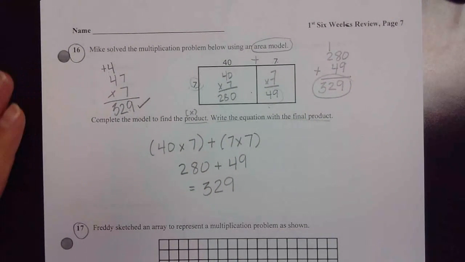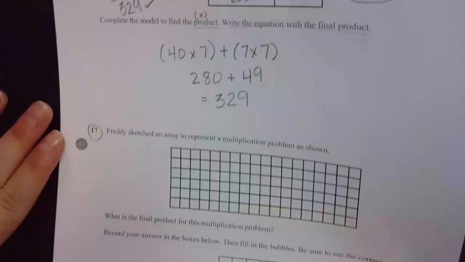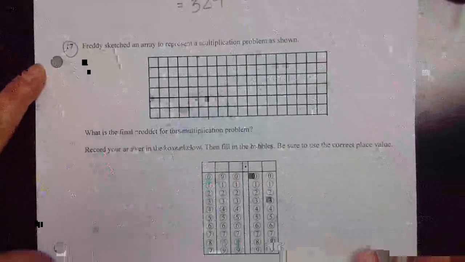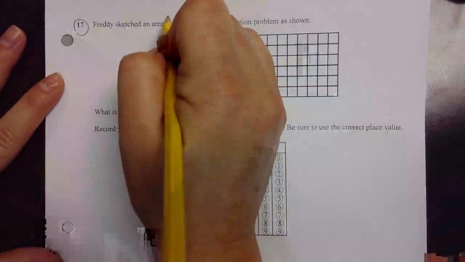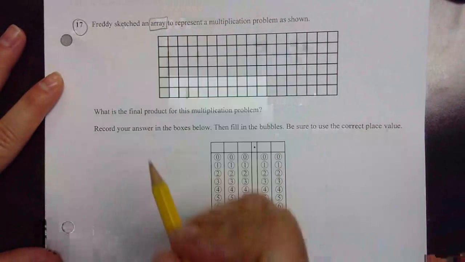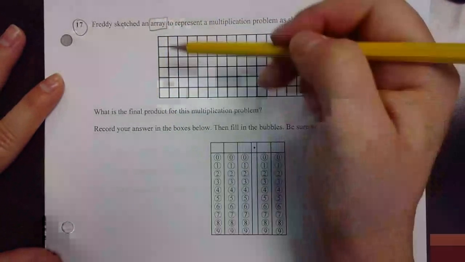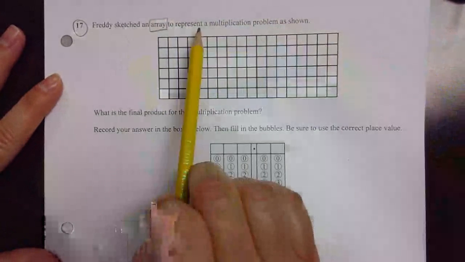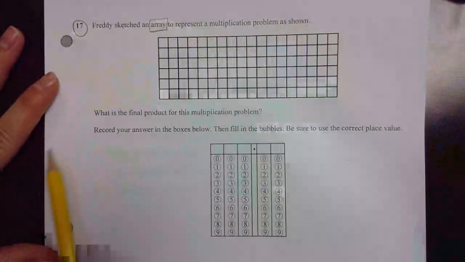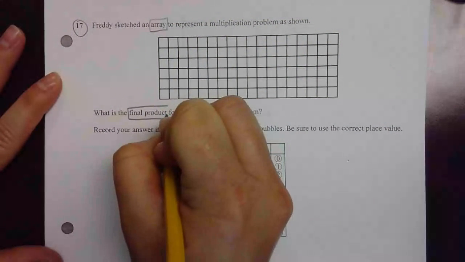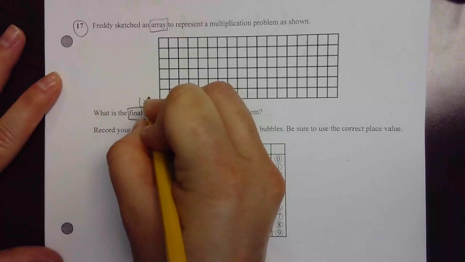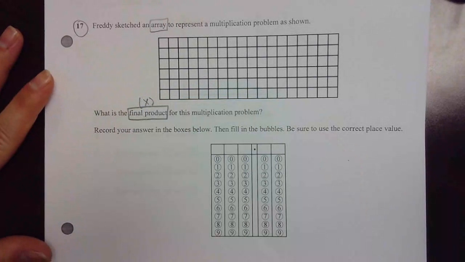All right, number 17 is the next one to look at together. It says, Freddie sketched an array. Array means groups or rows and columns to represent a multiplication problem as shown. What is the final product? Again, product means you need to multiply. What is the final product for this multiplication problem?